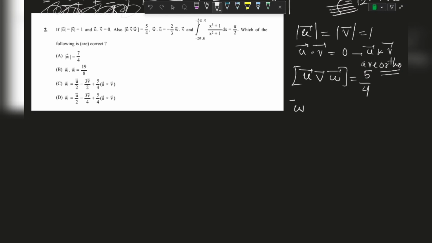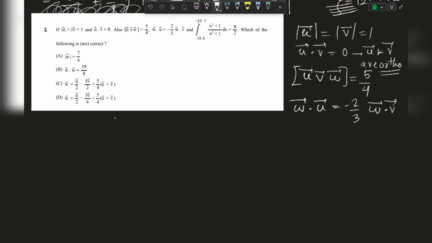And we have been given another thing, which is w dot u is minus 2 by 3 times w dot v. So basically we will go on to the integration later, because we need to find out w dot v and w dot u in some terms.